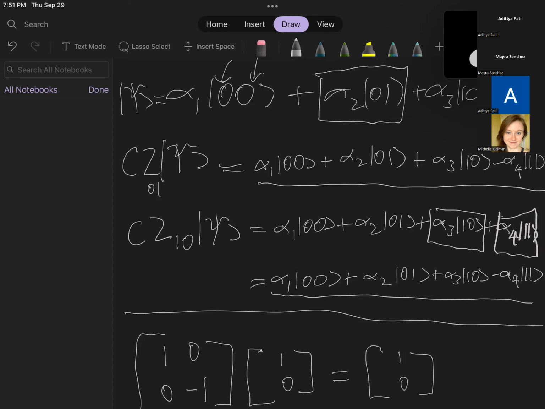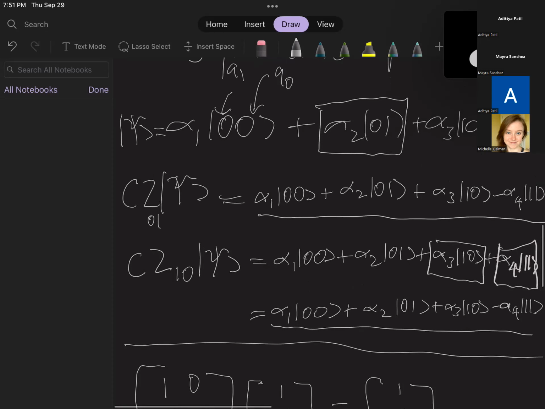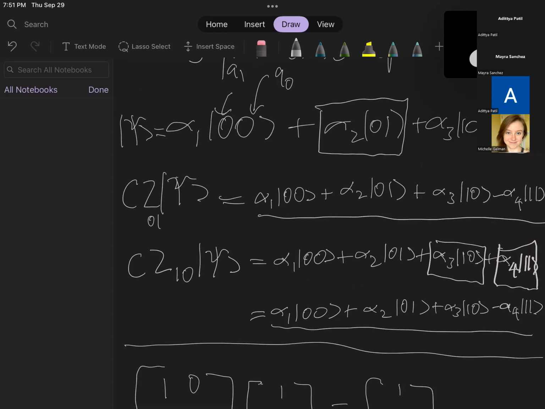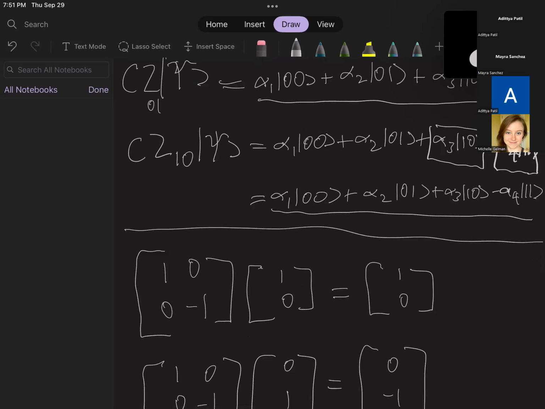For the first one, essentially these are the qubits that we're looking at. In the case of CZ sub 0, 1, alpha sub 2 does not flip at all because, although the control qubit is 1, the target qubit is in 0. And looking over here, it does nothing to the target qubit if it's already in 0. So the sign doesn't change at all, it stays the same.